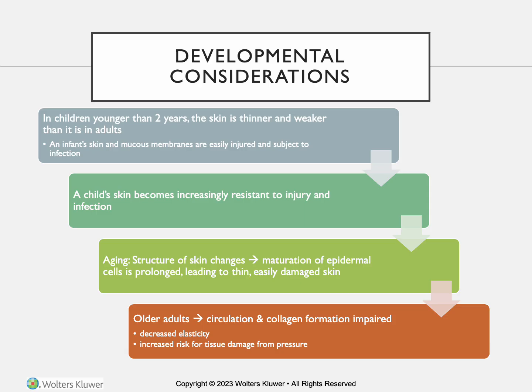So I talked a little bit about the developmental considerations with elder adults, where they have decreased elasticity, increased risk for pressure damage, which means they're going to develop a pressure ulcer or a pressure injury much faster than someone who's younger. Just think about their circulation, their comorbidities. Their collagen's not going to replace as fast. Their skin is going to be thinner, not heal as well, and they're going to have more comorbidities.